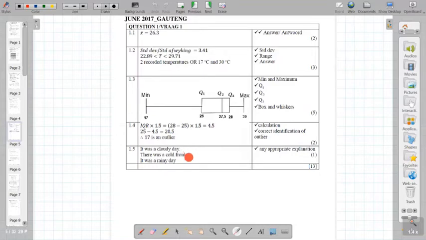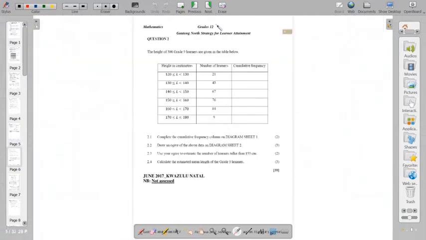It was a cloudy day. There was a cold front. It was a rainy day. So any appropriate answer will get you that mark.